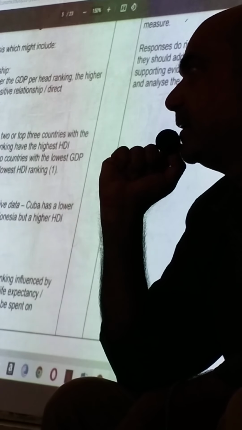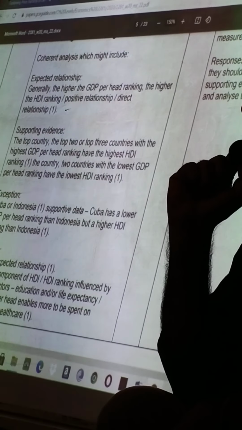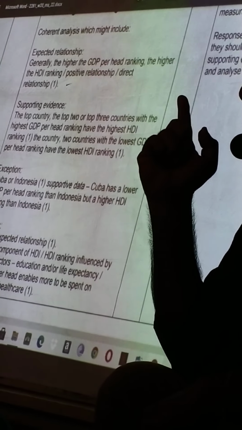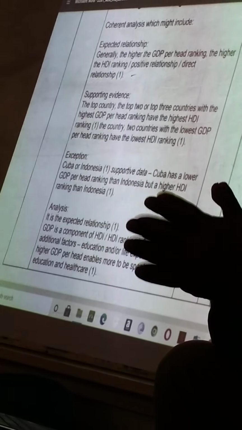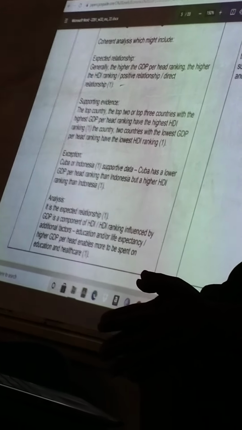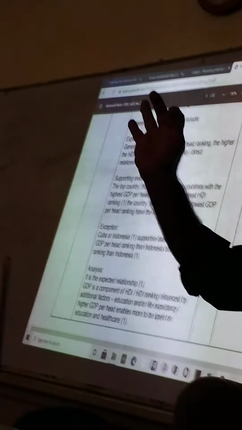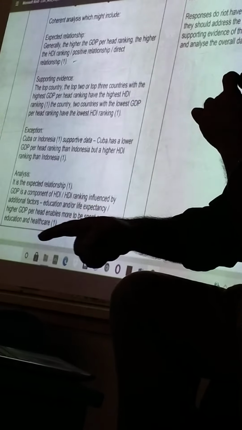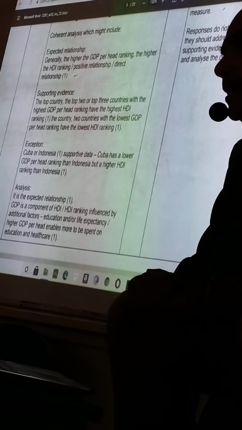Supporting evidence, the values from the table which is given over here. How are they supporting? Listen, the top 2 or top 3 countries with the highest GDP per head ranking have the highest HDI ranking also. They specify the names and their values. That you have to write. They haven't given it over here. Okay, that is your supporting evidence.